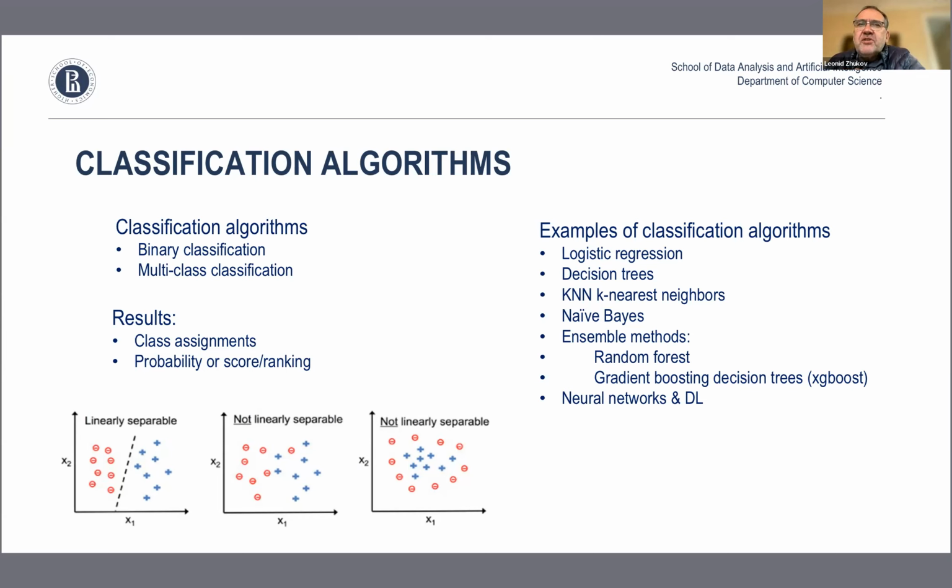Of course, there is a possibility to build classifiers that are multi-class, so splitting into multiple classes. But very often, we deal with binary classifiers in practice. Examples are logistic regression, which is called regression but is actually a classifier, the decision tree algorithm, KNN, which is k-nearest neighbors, and all kinds of ensemble methods. The most famous are random forest and gradient boosted decision trees that are built on top of the decision tree approaches. And of course, there are neural networks and deep learning algorithms.